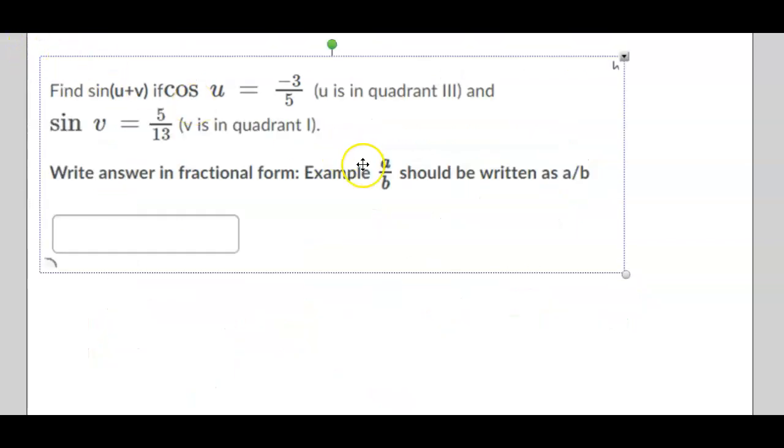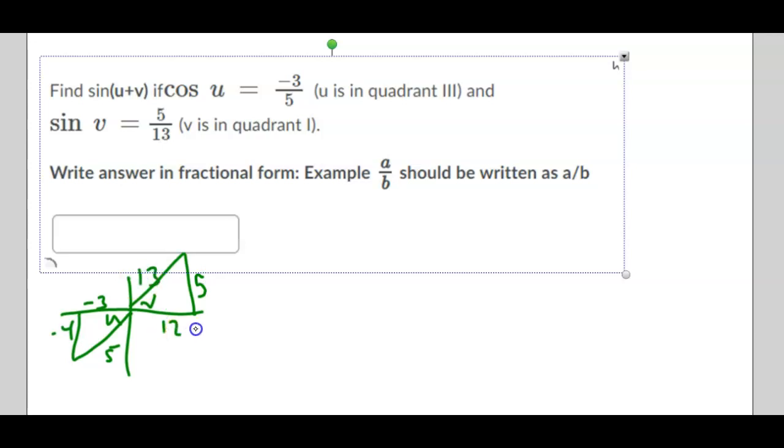All right, this one right here. Find sine of u plus v, where cosine of u is in quadrant 3. So in quadrant 3 we have u, and cosine is negative 3 over 5, which means that's a negative 4, a negative y value. And then sine of v is in quadrant 1. So quadrant 1 for v, and sine of v is 5 over 13, and this would be 12.